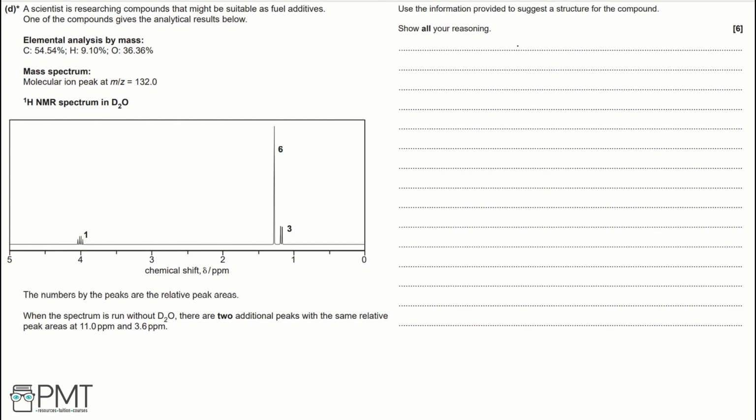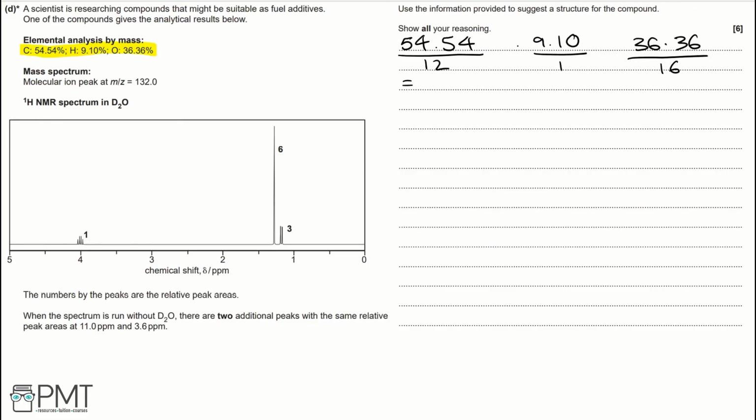So our first step is going to be to work out the molecular formula, and we do this by working out the empirical formula and then using the mass spectrum data. So working out the empirical formula, we need the elemental analysis by mass. So what we do is we take each percentage, so 54.54, 9.10 and 36.36, and then we divide by the relative atomic masses of carbon, hydrogen and oxygen. So for carbon that's 12, for hydrogen that's 1, and for oxygen that's 16.